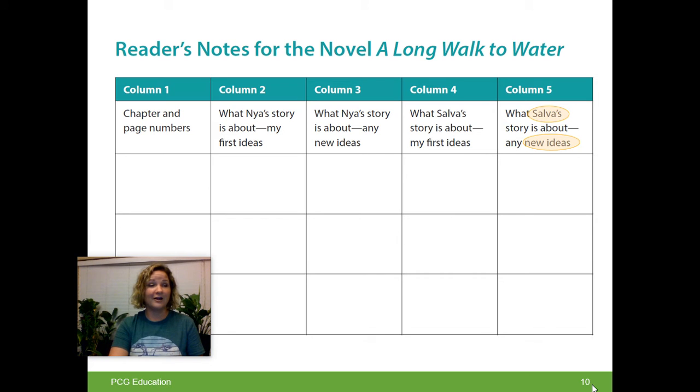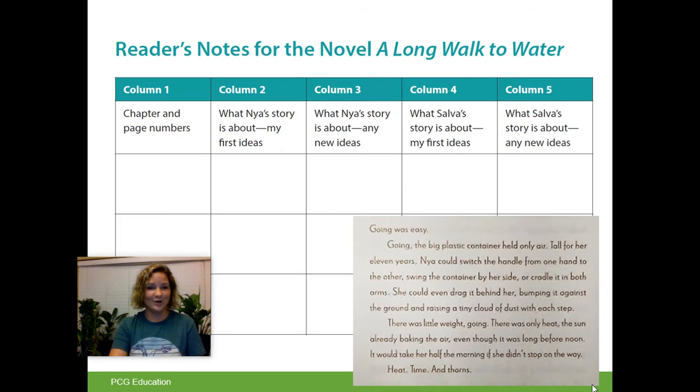Now, what I would like to do is to read a piece of the text with you and fill out a little bit of this graphic organizer together. So as I read, please follow along. And I got to get close to the screen. Sorry, guys.